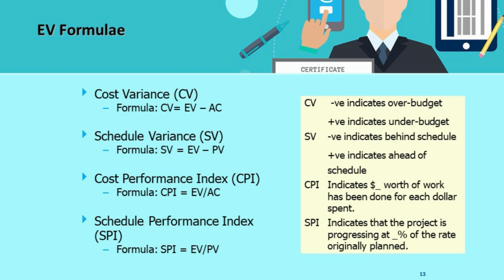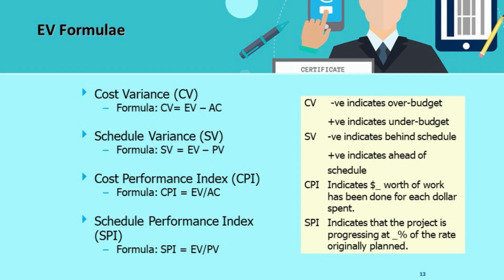If the cost variance is negative, it means the project is over budget. If it is positive, it indicates it is under budget. And schedule variance, if it is negative, means it is behind the schedule. If the schedule variance is positive, it means you are ahead of the schedule. Schedule performance index indicates a project is progressing at what percentage of the original plan, and cost performance index tells you how many dollars worth of work you are getting done for every dollar you spent.